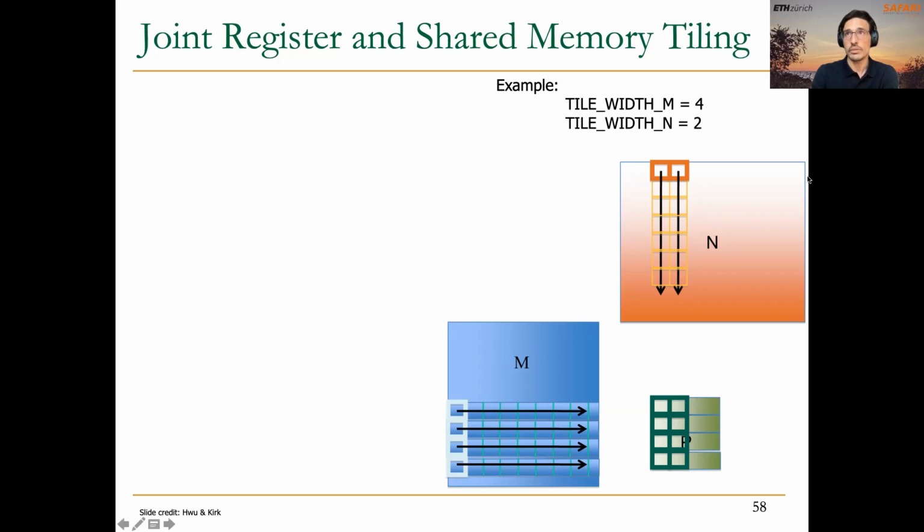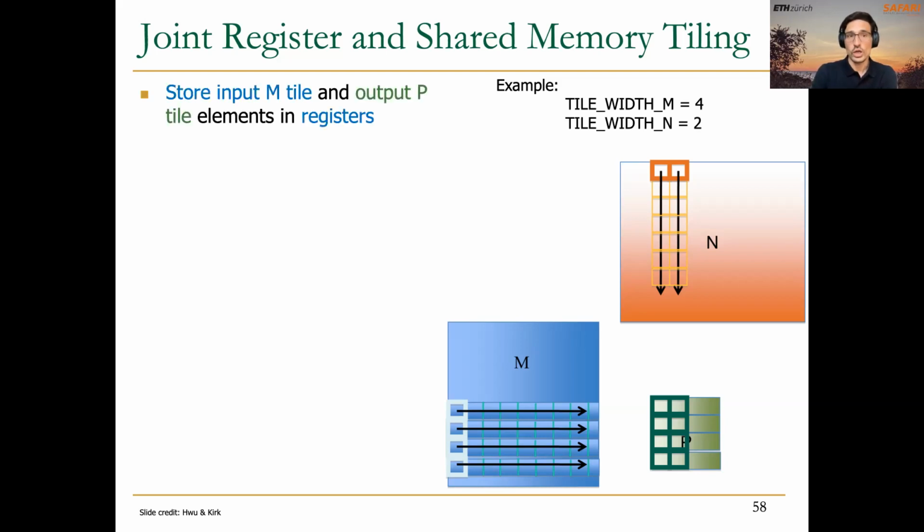memory tiling. In this particular example, the two input matrices are M and N, and we are going to use them to compute an output matrix P. So we define tiles in M, N, and P, and the dimensions of these tiles are given here. For example, tile width M equal to 4, tile width N equal to 2. So here this width is 4, this width is 2, as we are using in this example. So how do we proceed in order to perform a matrix multiplication using register and shared memory tiling?